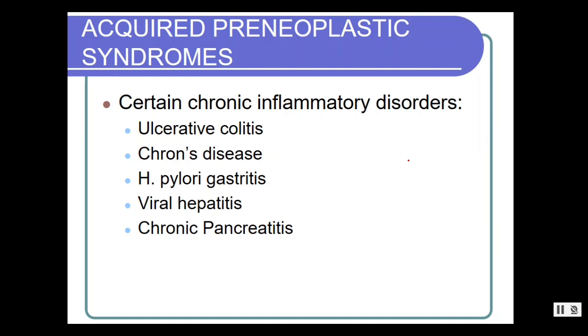Viral hepatitis, an example is hepatitis B. Hepatitis B can lead to tumor, or what you call hepatocellular carcinoma. Chronic pancreatitis can also lead to cancer later on.